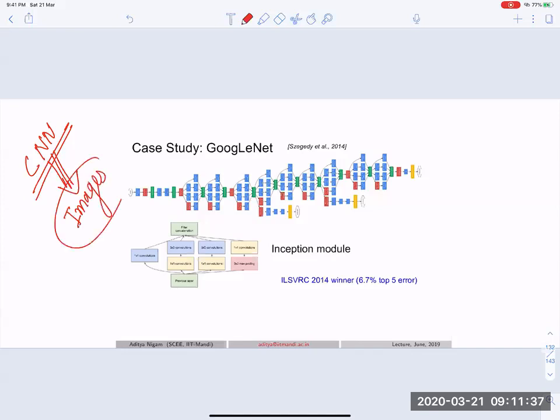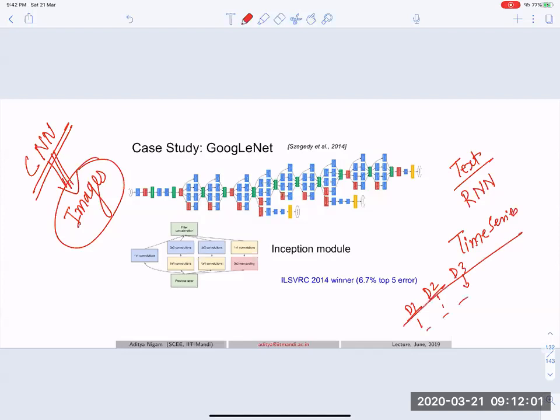This network itself is for images. When we talk about text, it is going to be recurrent neural networks, RNN. If you want to work on stock market data or any time series data, day 1 is this, day 2 is this, day 3 is this. If you want to work with such time series, then you require RNN type of networks. We will talk about recurrent neural networks once we are done with the CNNs.